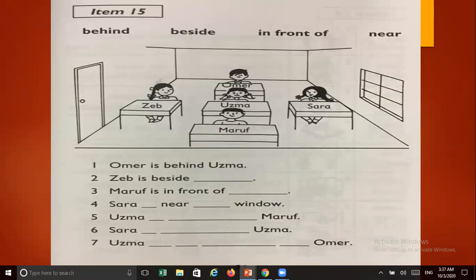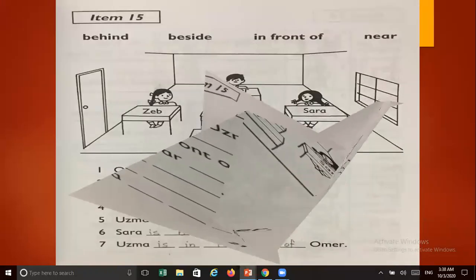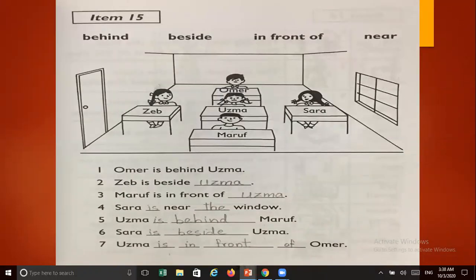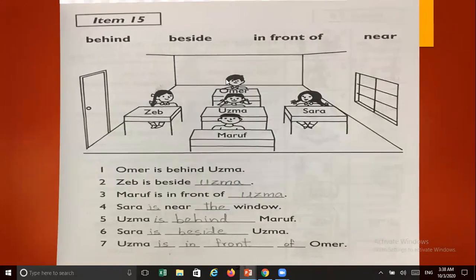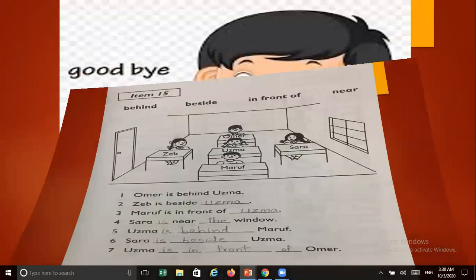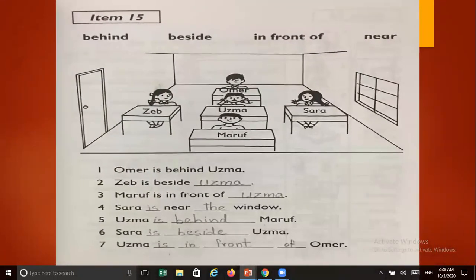Here students, you will do the practice of behind, beside, in front of, and near. See the picture carefully, then you have to complete this one: who is sitting behind, beside, in front of, and near. We will complete this one. Umar is behind Uzma. Where is Umar? You can see Umar is sitting behind here. This is Umar. So Umar is sitting behind.